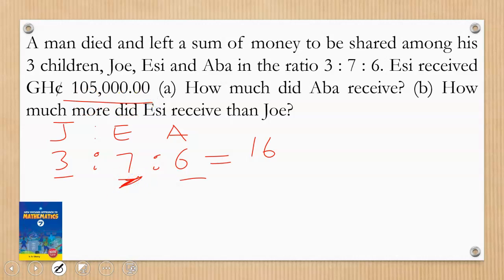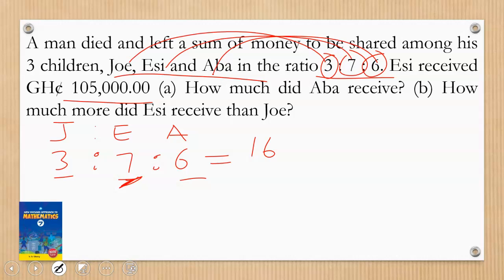And remember that in ratio and proportion, the order in which the names were mentioned will be in the same order in which the ratio is given. So what it means is that 3 corresponds to Joe, 7 corresponds to AC, and 6 goes to Abba as well. And so it means that the fraction of AC's share is going to be 7 out of the total ratio, which is 16.